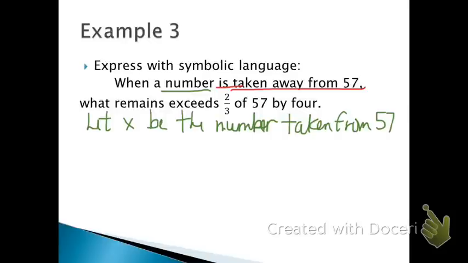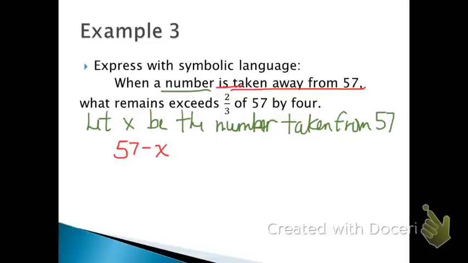Okay, so a number, our number x, is taken away from 57. Taken away makes us think of subtraction. So this would be 57 minus x, because the number x is being taken away from the 57. Okay, so we get 57 minus x. What remains, and that would be this part, the 57 minus x, is the difference. It's what remains after that number is taken away.